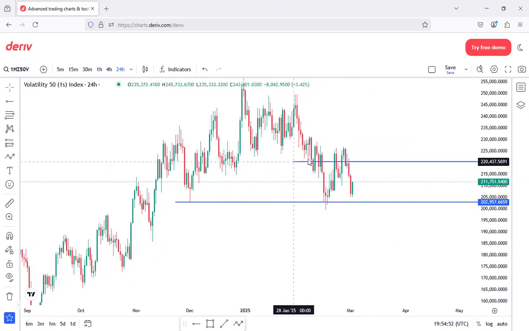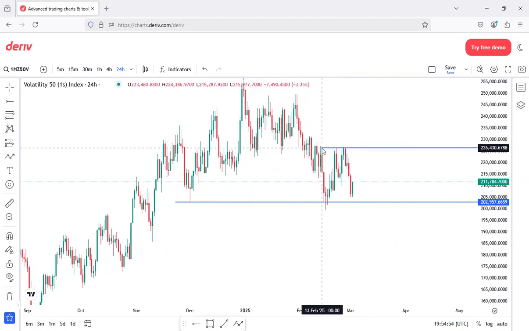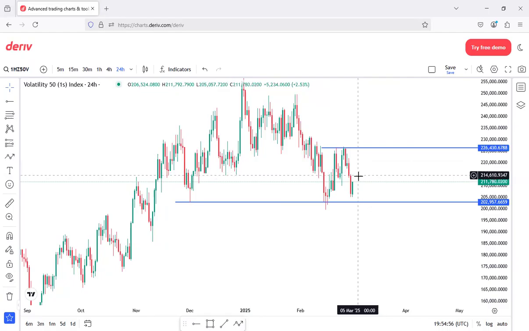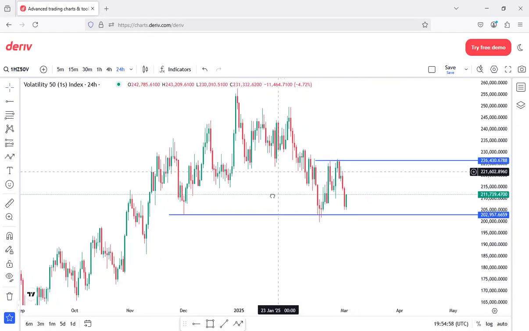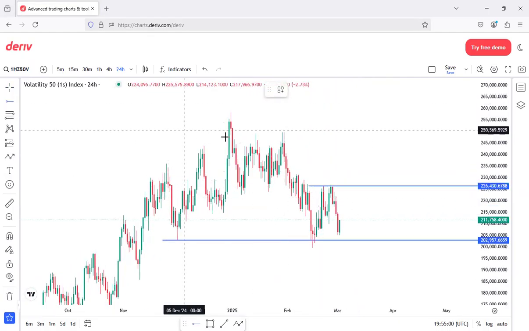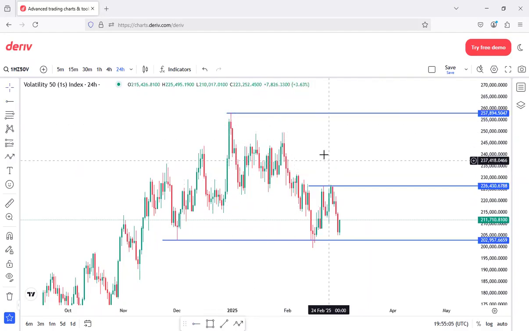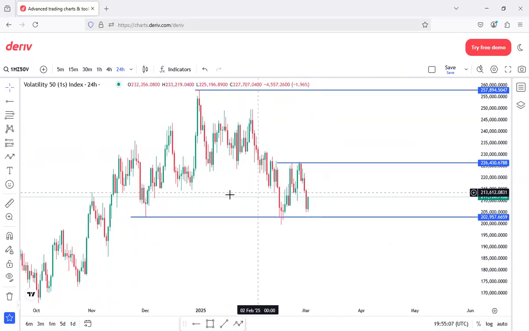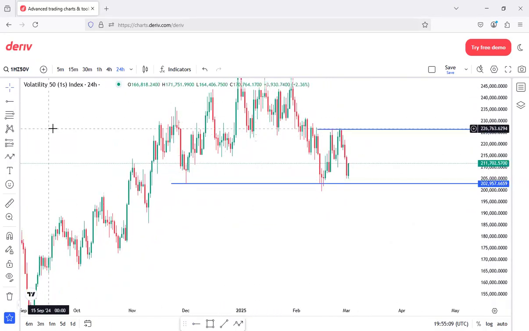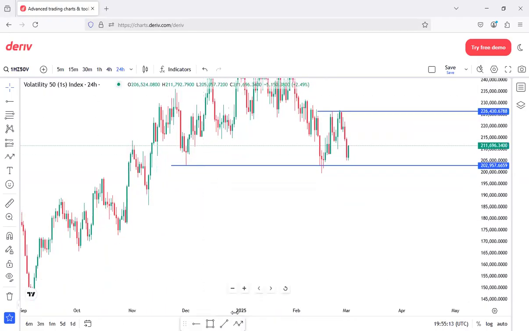So I won't be taking it there. Instead, as a TRSS strategy, I will take it to the high of the price. So if this high is broken, the next high price will be targeting is this high. So this is it on the TRSS strategy. This is volatility 51S index.